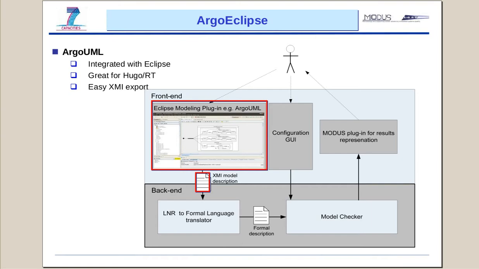Argo Eclipse is one of many available UML editors for Eclipse. We decided to use it as it was used by creators of Hugo RT, that is, the XMI to Promela translator used in the backend of the formal verification MODUS toolset block. This approach lowers the probability of incompatibility issues.